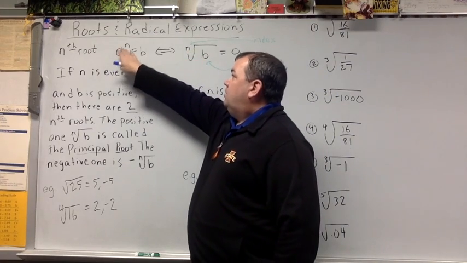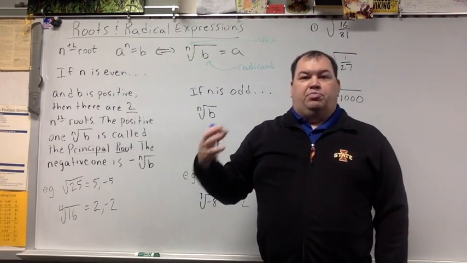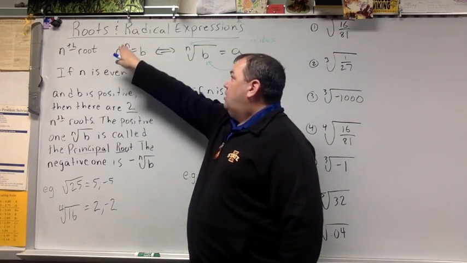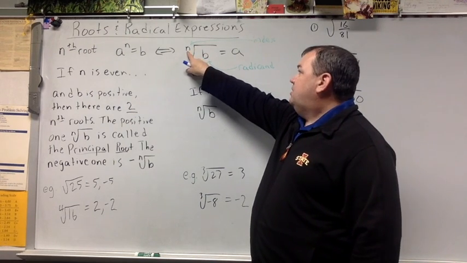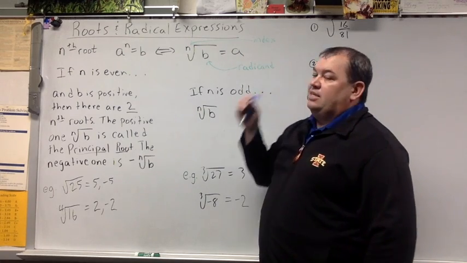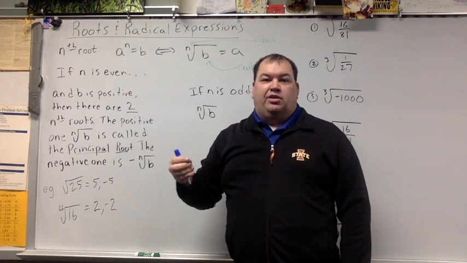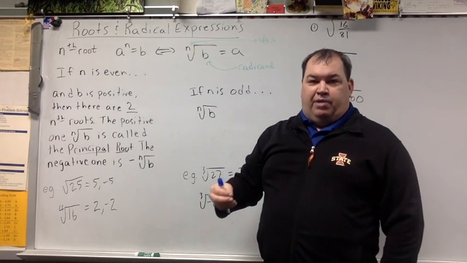So if this was an a squared, this would be a square root. But it goes beyond that. If this was an a cubed, this would be a cube root. And that number that's sitting there, that radical, is called the index. Whatever index we're trying to do, a third root, a fourth root, a square root, whatever it might be.